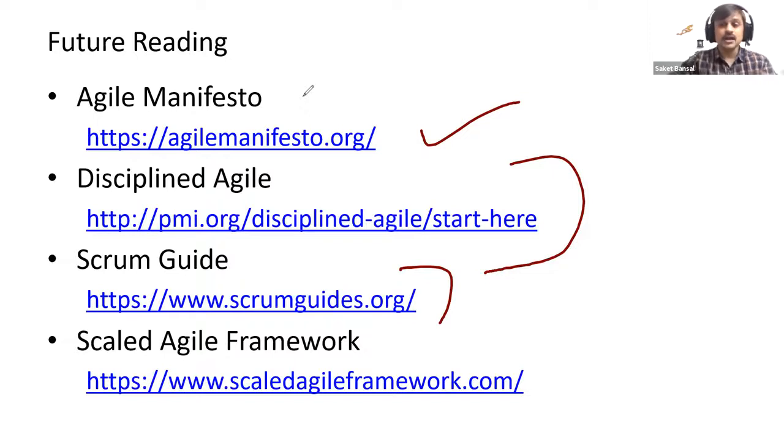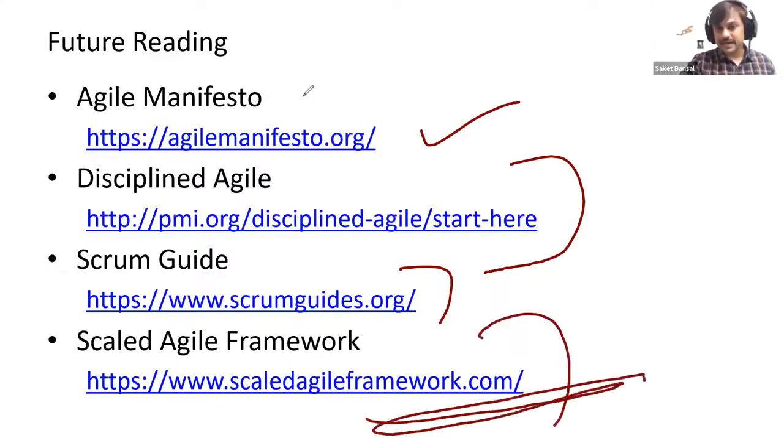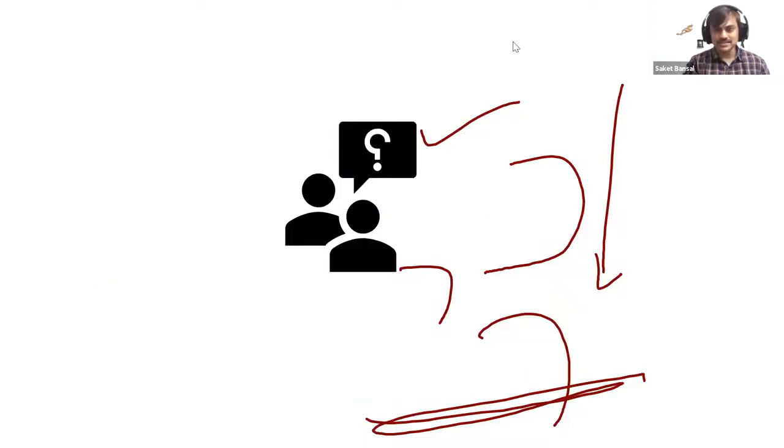And there is a comprehensive framework for Agile adoption at an organization level, called the Scaled Agile Framework. This might be a little difficult to start with directly, but you may progressively reach there. That could be another interesting thing you may want to check out. And then I go for final Q&As.